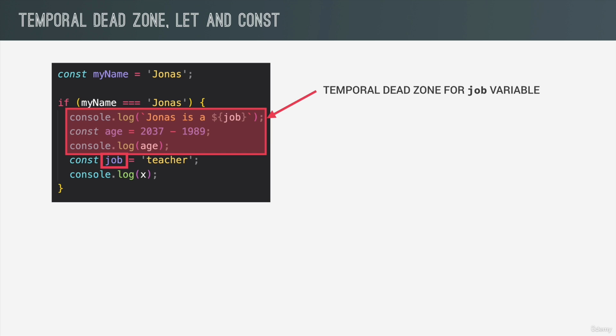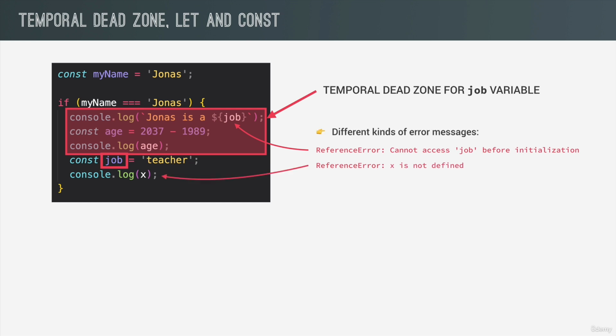Now, if we still tried to access the variable while in the TDZ, like we actually do in the first line of this if block, then we get a reference error telling us that we can't access job before initialization. So exactly as we learned in the last slide, right? However, if we tried to access a variable that was actually never even created, like in the last line here where we want to log x, then we get a different error message saying that x is not defined at all.